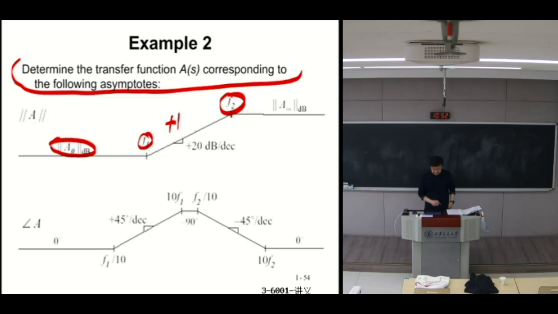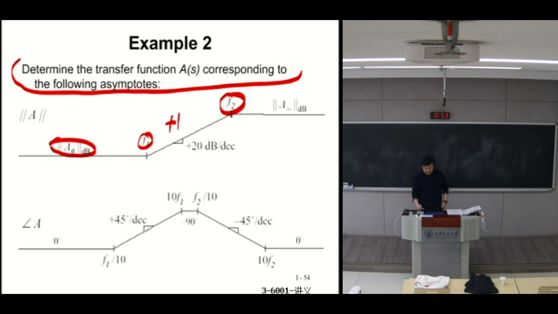Okay, and then correspondingly, you look at phase angle. At low frequency, it is flat, and then it is changing to increasing phase angle, and then it tends to flat again. And then for the high frequency part, it's changing from flat to decreasing slope. And then in the end, it stays at 0 degree.